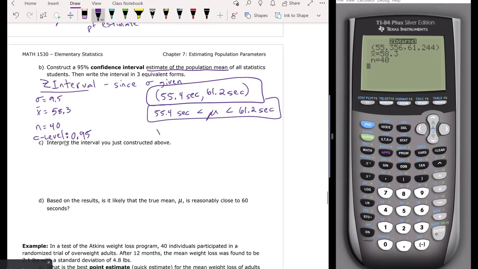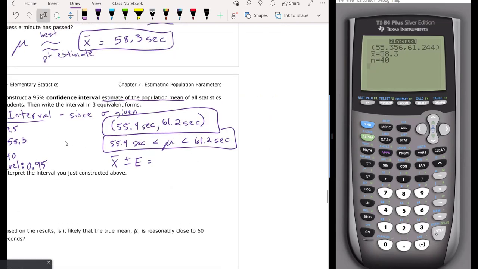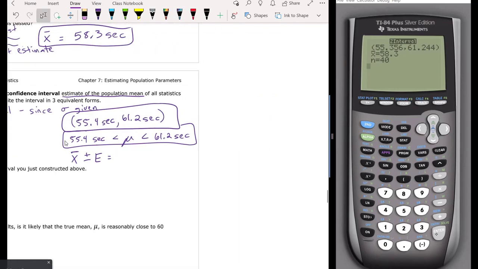Now we just need to find the sample mean, which we already have, and then the E, which is the margin of error. And you can get that a lot of different ways. You can do the subtraction problem, and you might want to do this on the side somewhere, where you say 61.2 minus 55.4 and then divide that by 2. That definitely works.